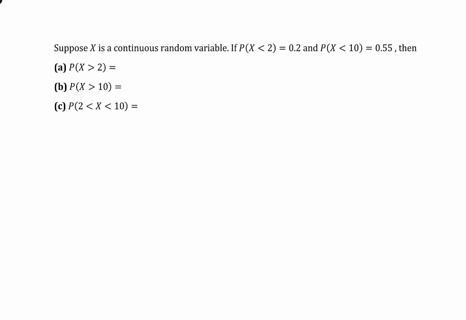Suppose x is a continuous random variable. If the probability that x is less than 2 is 0.2, and the probability that x is less than 10 is 0.55, then we're going to find some other probabilities based off of this.